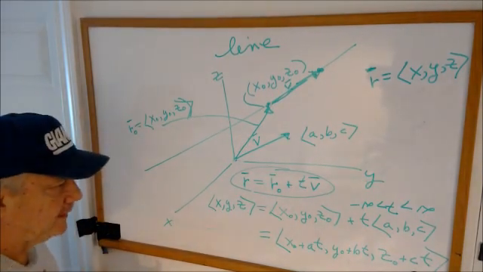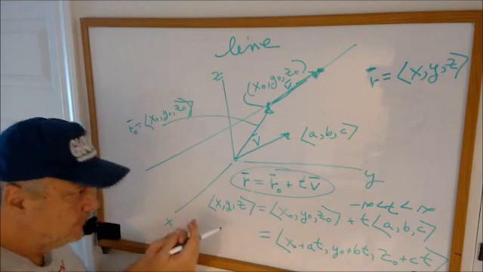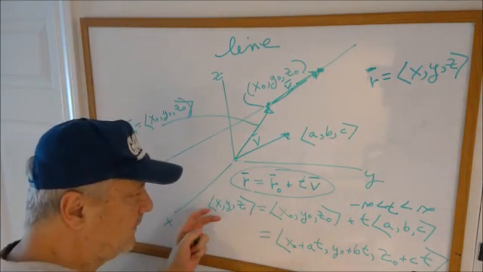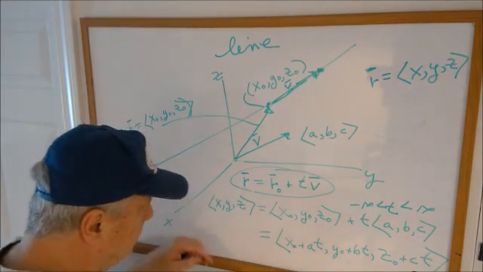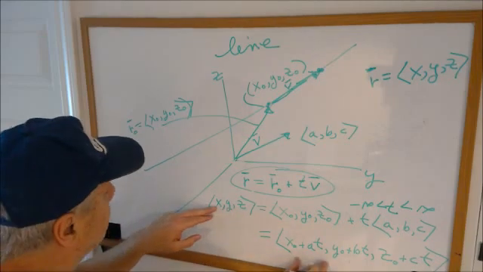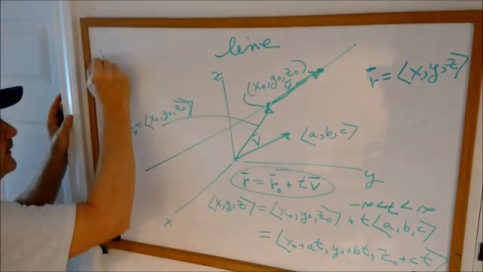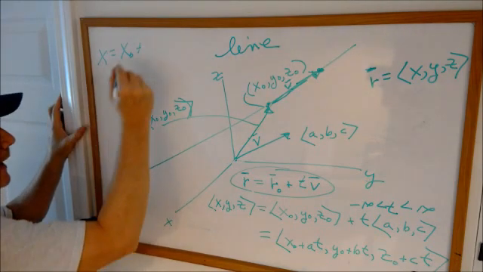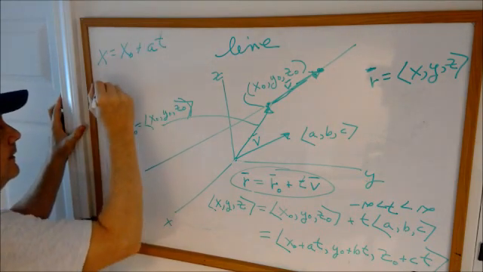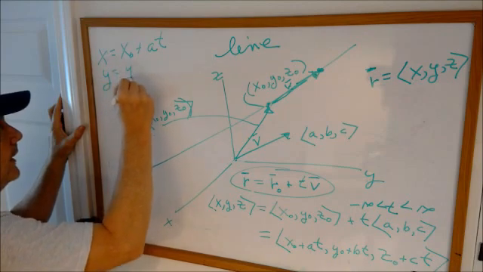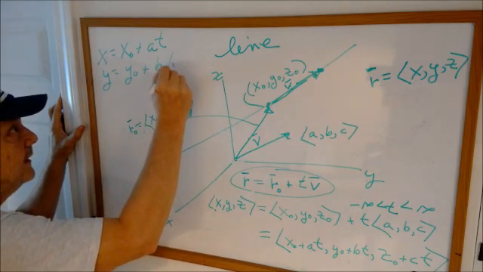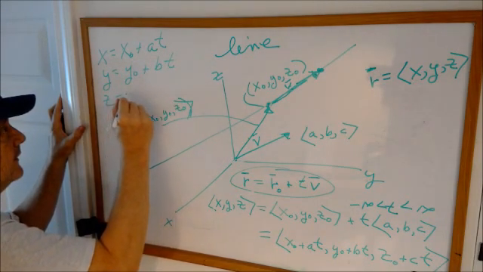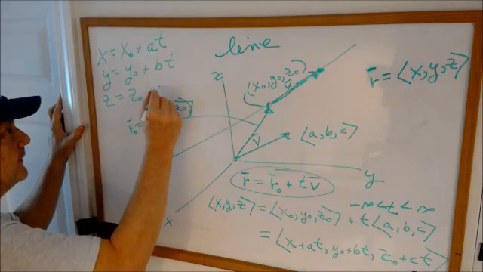So what does that mean? Now we're just going to transcribe this from vector notation to scalar notation. So this component equals that component. So I'm going to write it up here. So x is equal to x naught plus at. y is equal to y naught plus bt. And z is equal to z naught plus ct.